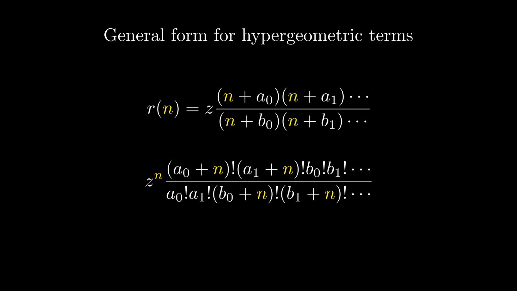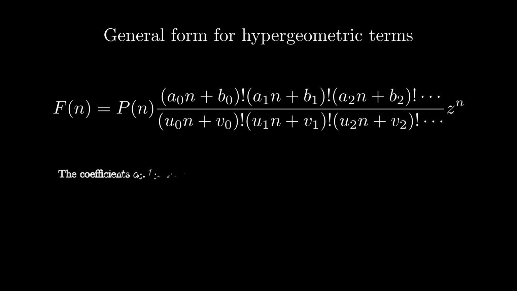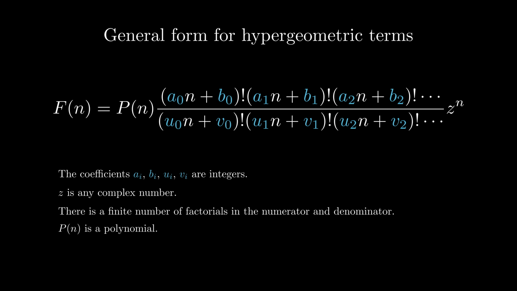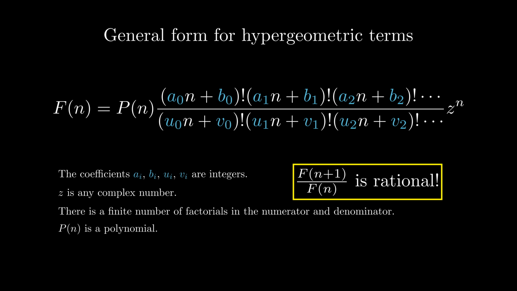This isn't the most general form of a hypergeometric term, but hopefully this gives us some insight. Namely that due to the way the rational function ratio works, we get a lot of factorials being multiplied and divided together. With some rearranging and algebraic manipulation, the general form of a hypergeometric term can be expressed like this. We can prove this works by simply taking two adjacent outputs and showing that the ratio between them is always rational. As long as an expression can be written in this form, then it is a hypergeometric term.